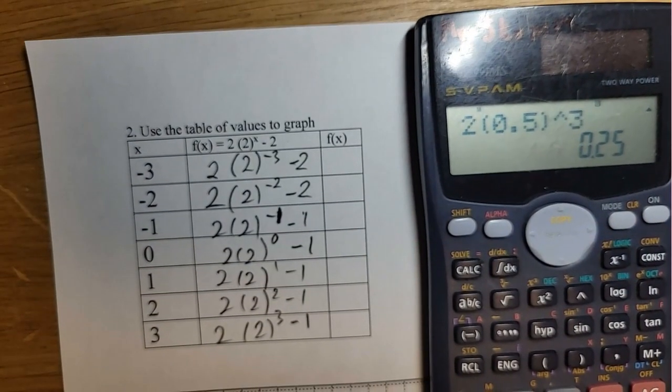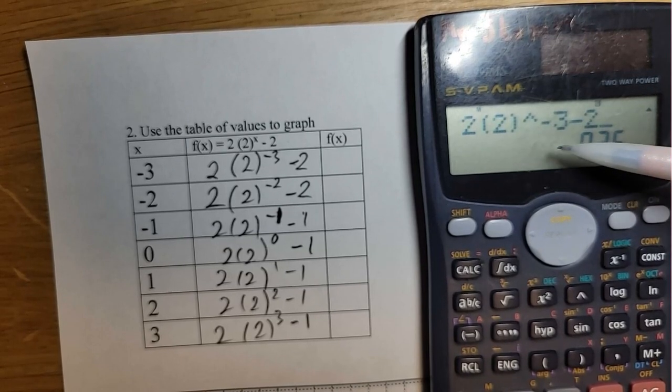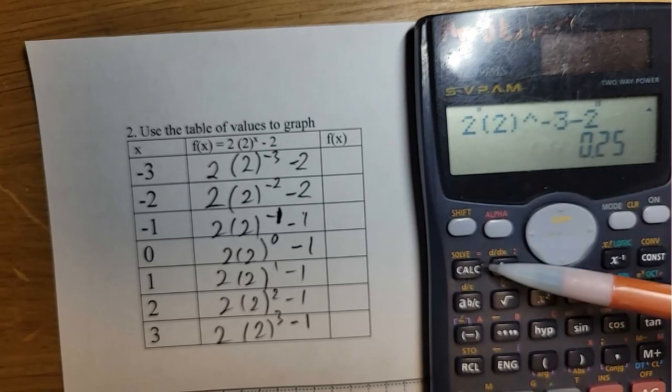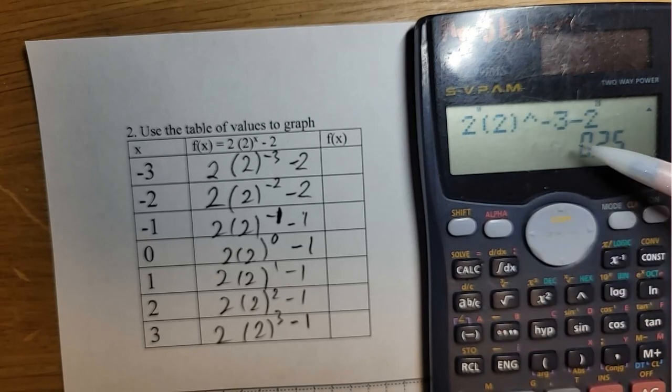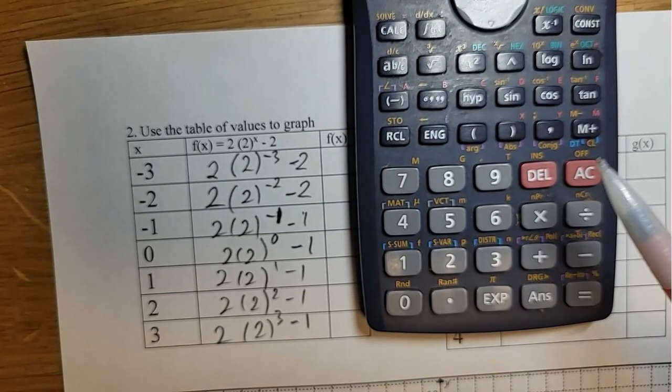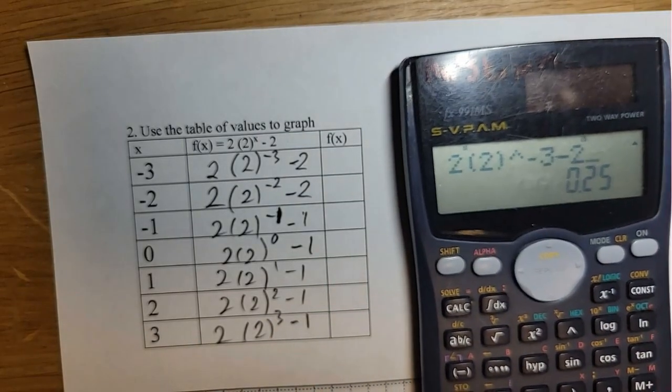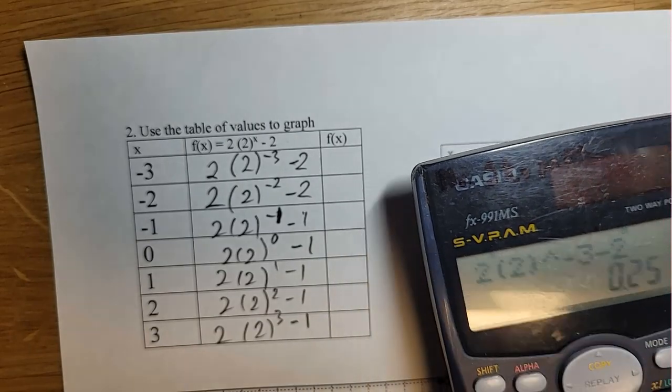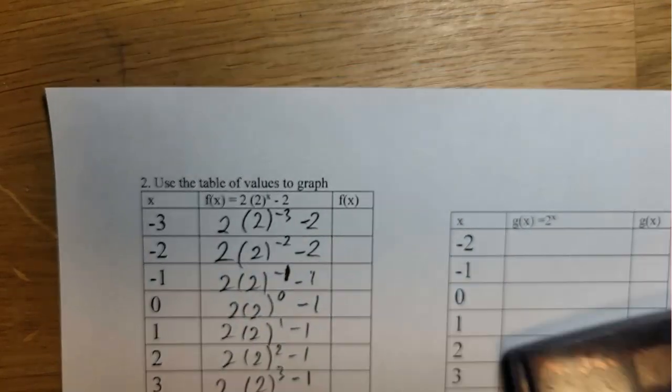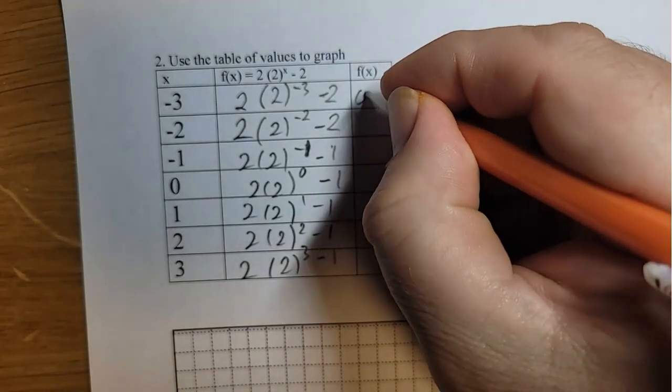So this refocuses a bit. Let's do the first one. 2, bracket, 2, close the bracket, to the exponent -3. And then at the end we go minus, use the other 2. So this sign here, the first one, is a little negative, and then the second one is actually the minus sign. So I actually use this minus sign. Okay, let's hit equals here. You get 0.25 on the first one. So we'll put 0.25 here.